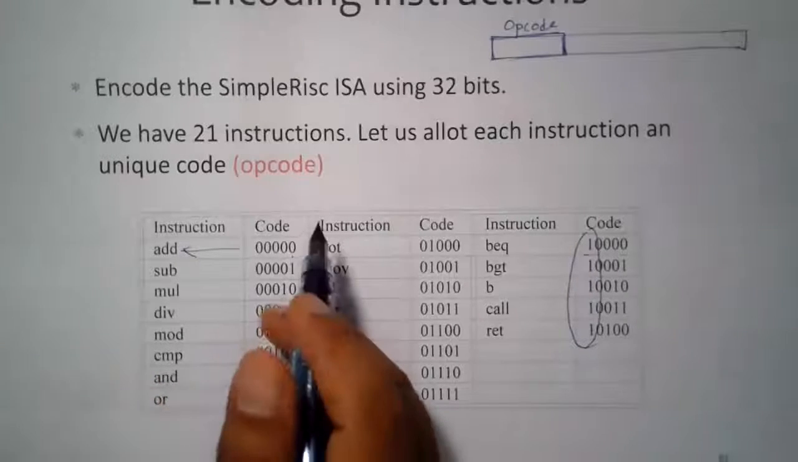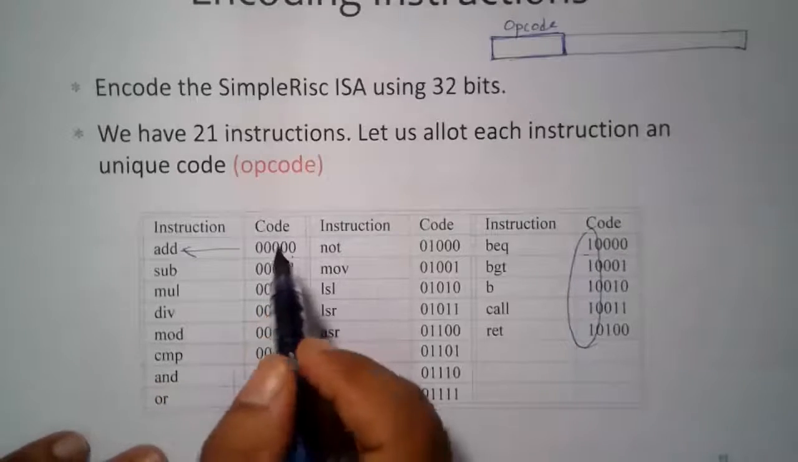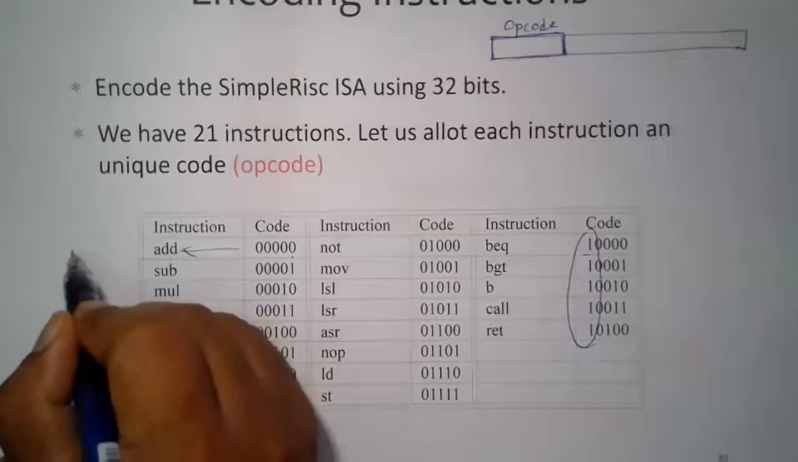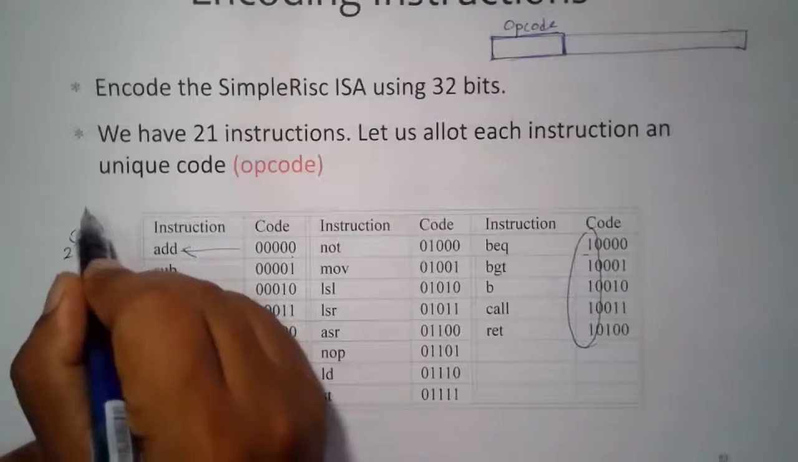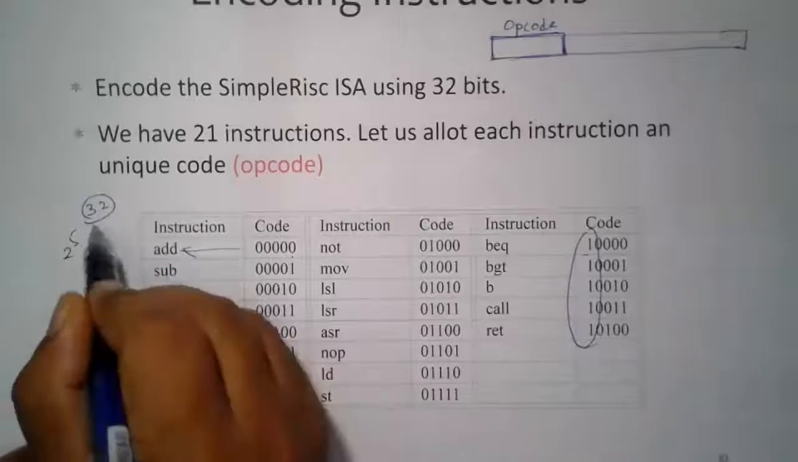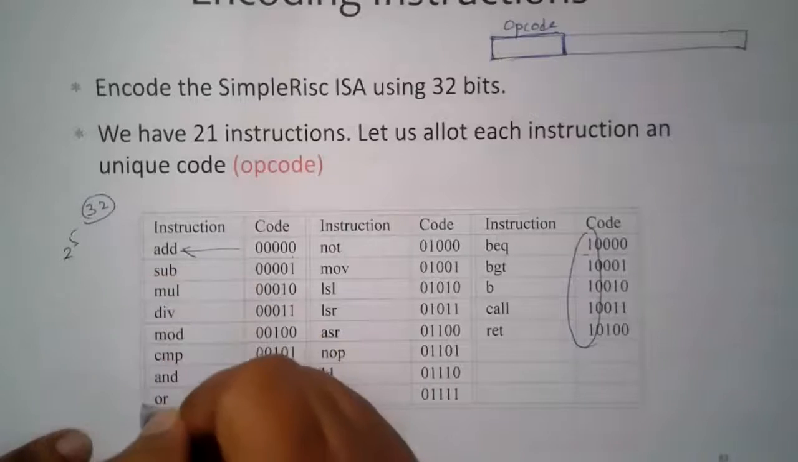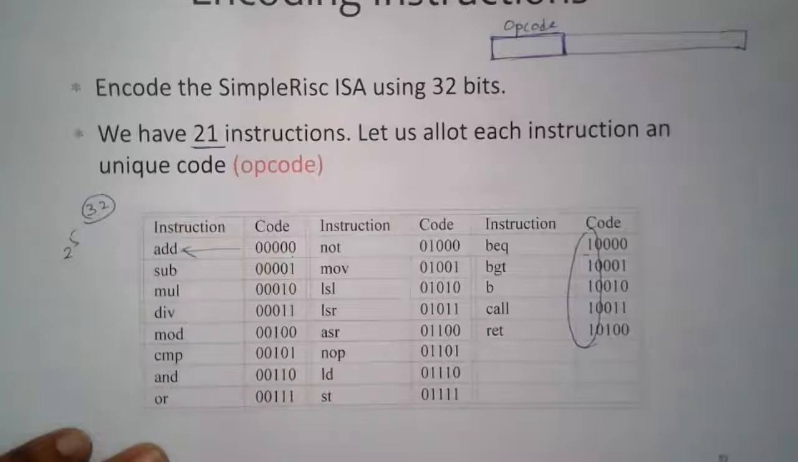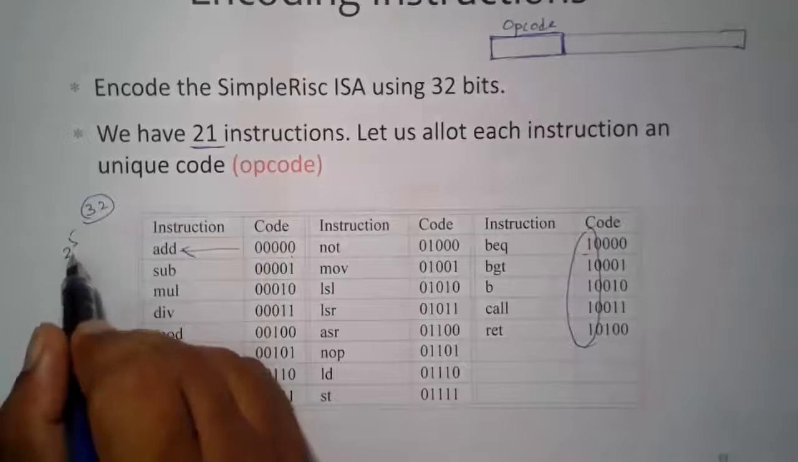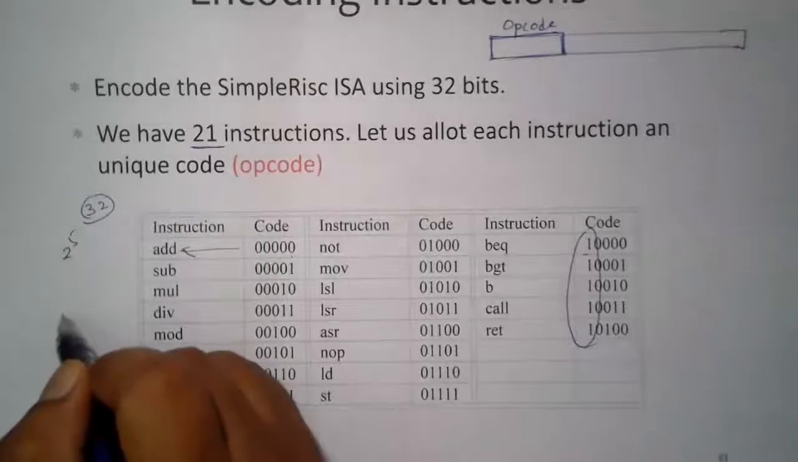And to do that, I need 5 bits, because 2 to the power 5 gives me 32 different unique numbers, so I can accommodate 32 instructions. But I have only 21 instructions, so I will have a few codes which will be unused.